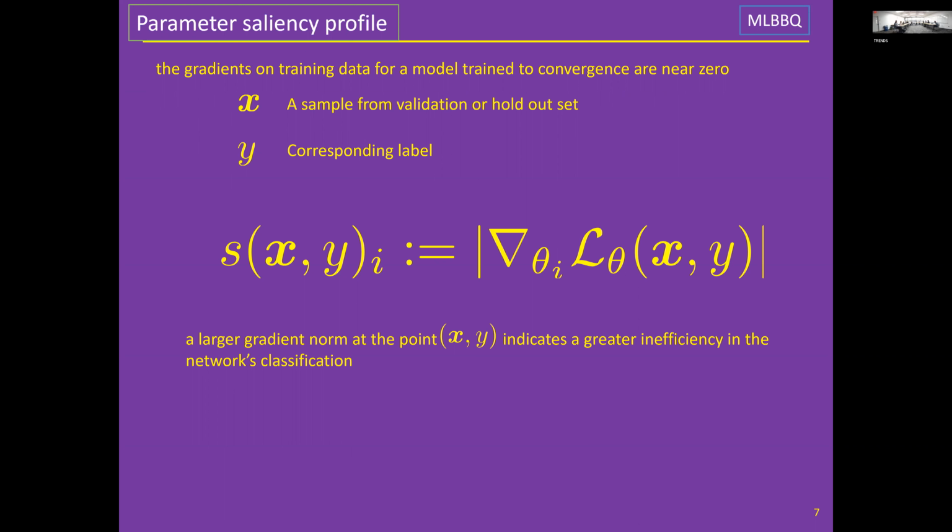So now let's talk about the parameter saliency profile. That means how can we identify which parameters are actually faulty, which parameters are malfunctioning. Likewise, as I was saying in the last slide, we have a sample X for which the model is making a wrong prediction. Let's pass it, calculate the loss, and then take the gradients with respect to all of the parameters. So let's name it S of X, Y, i, where i is the index for a particular parameter.